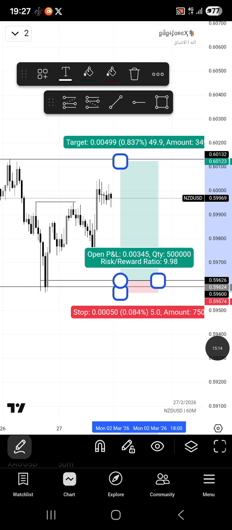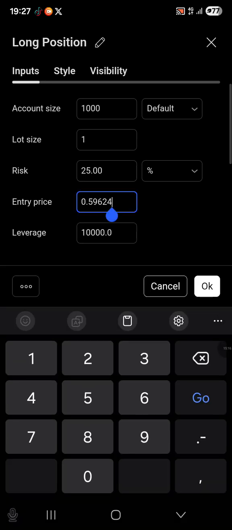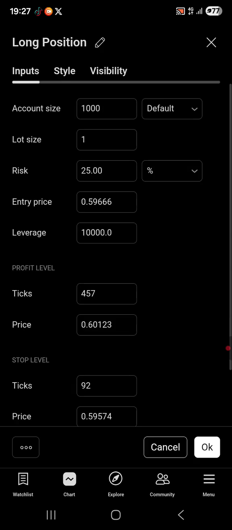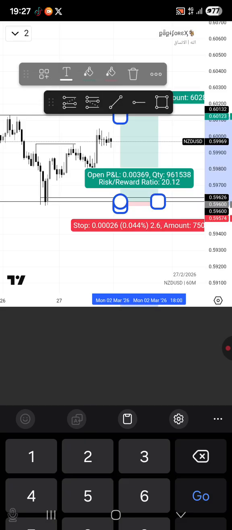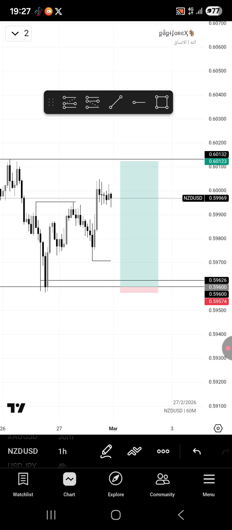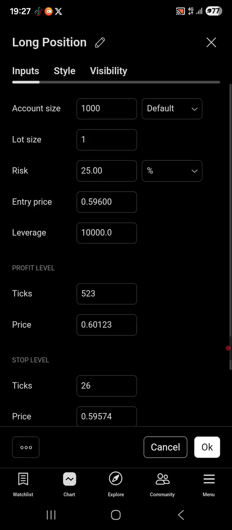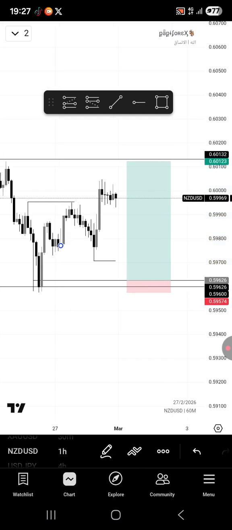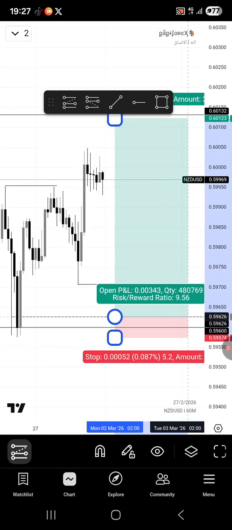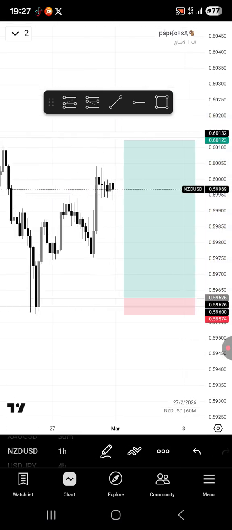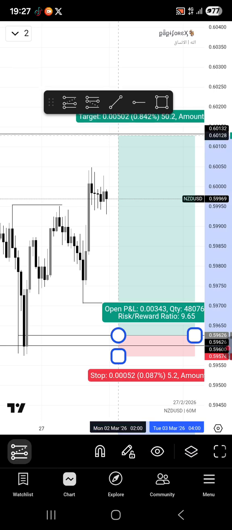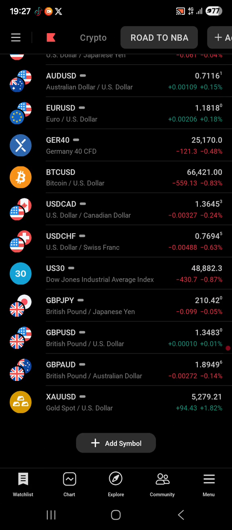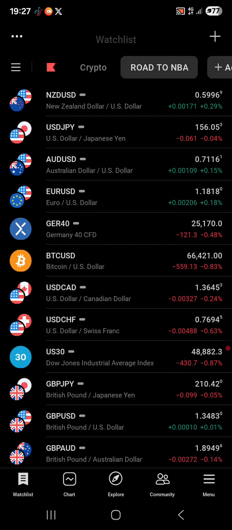You understand? 600, rather, no, 626, sorry. Yes. So this is where I'll be waiting for NZD Monday trading to this area. So I think that's about that.